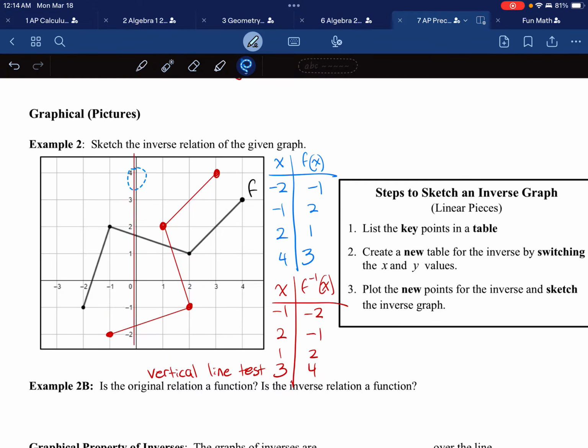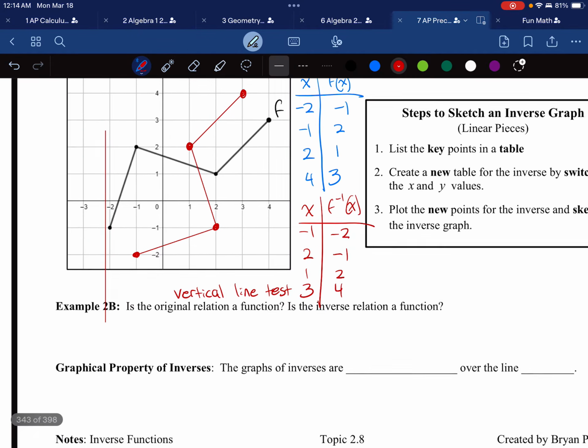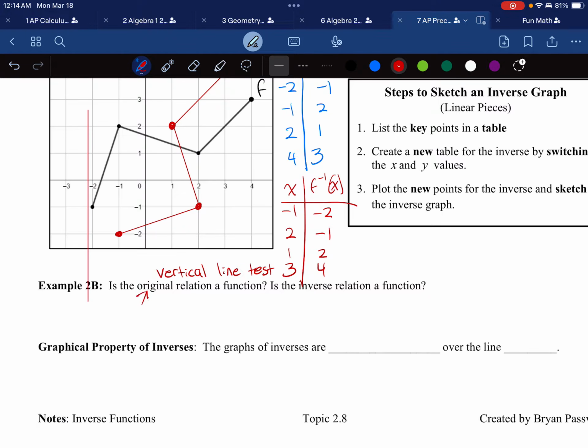Never does, never does. In fact, let me circle exactly the point that I'm doing. So never does, never does. It only intersects once at all points, therefore it is a function. So the original, yes, is a function. If it's asking why, it's because it passes the vertical line test.